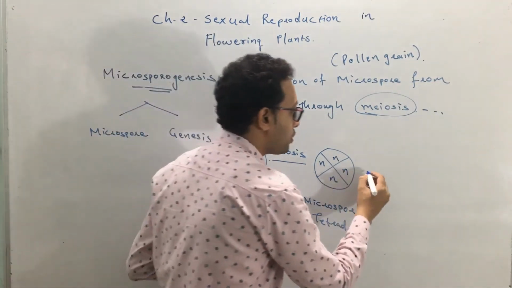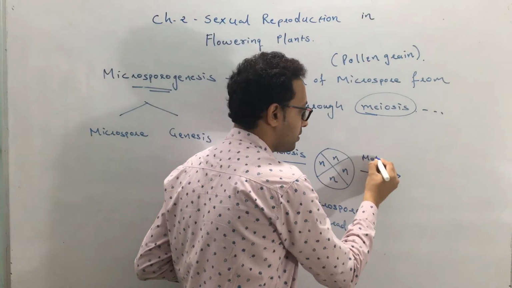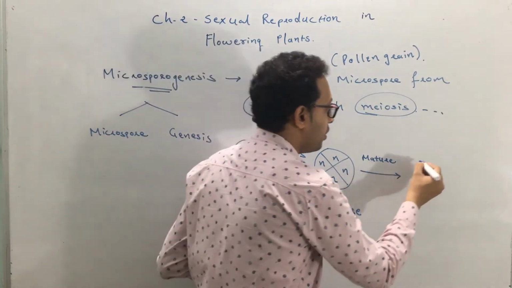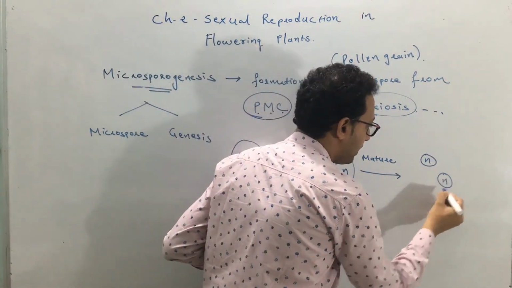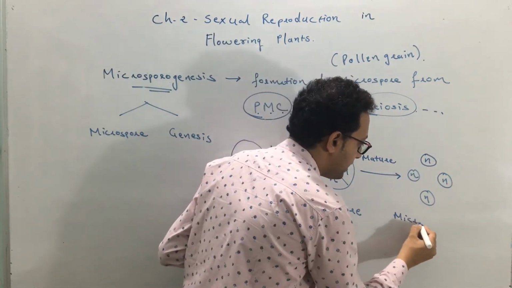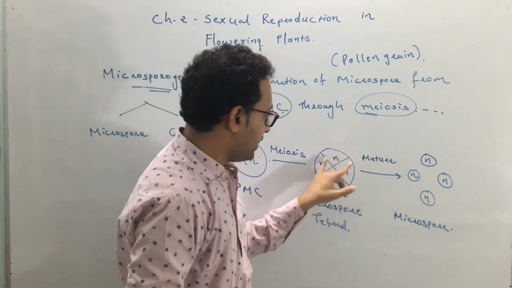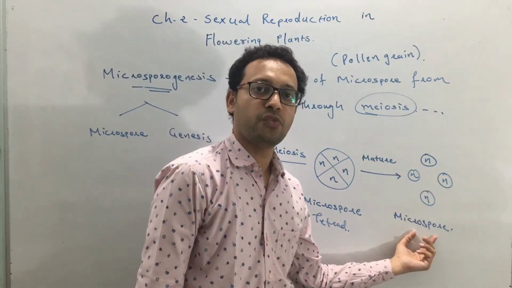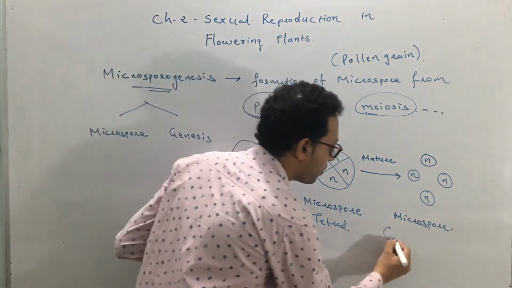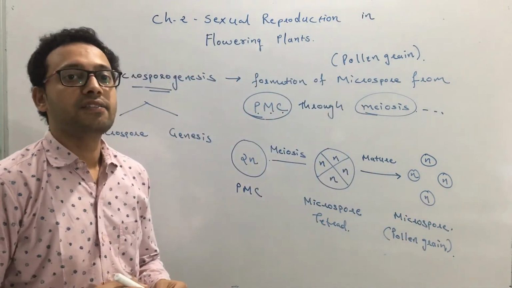Now this microspore tetrad matures and undergoes a dehydration process. Okay, they become mature. Once they become mature, all these 4 cells become separated. And the 4 cells which are separated are considered microspores. So after maturation and dehydration, the 4 cells get separated and microspore formation occurs. This process is called microsporogenesis. This microspore we can also call a pollen grain. And thus, pollen grains are formed.